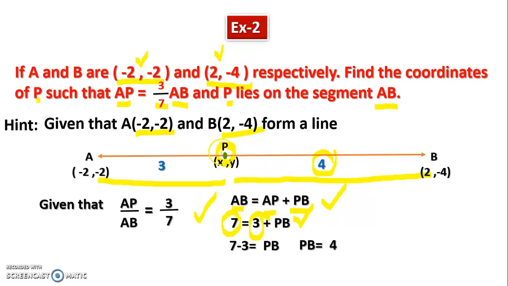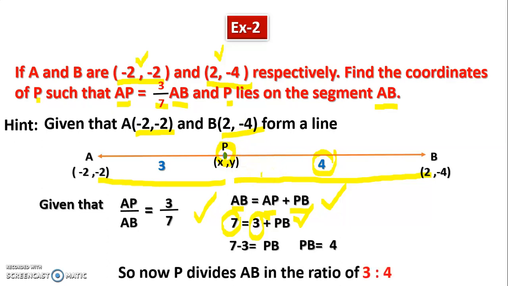Now what is the ratio? P divides AB in the ratio 3:4. Now we have the ratio 3:4 and the coordinates are also there. Then you can easily find the coordinates of P by using the section formula. Once listen to the video on the section formula, and you need to substitute the values x1, y1, x2, y2, and m:n is 3:4. Then you can get the answer. That is the hint for the sixth problem.